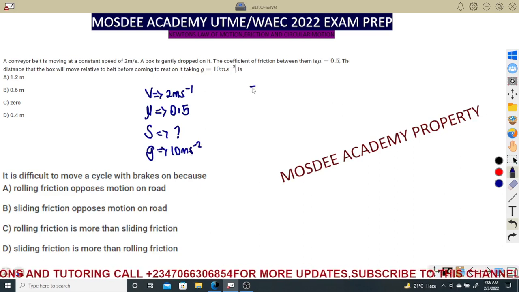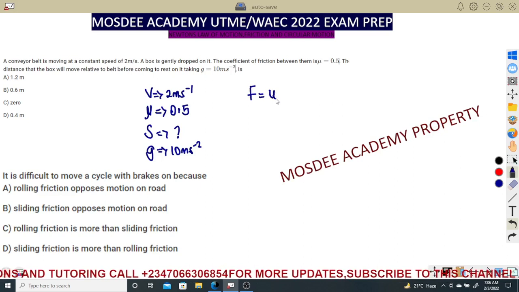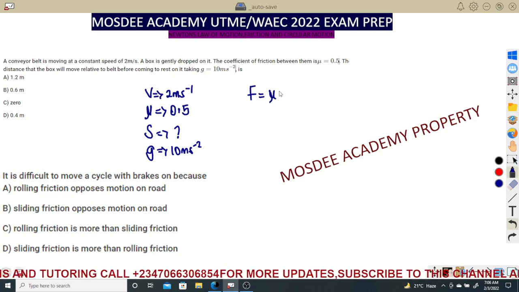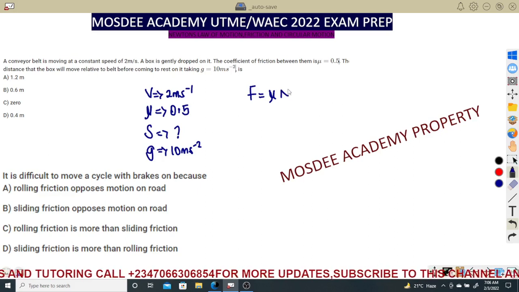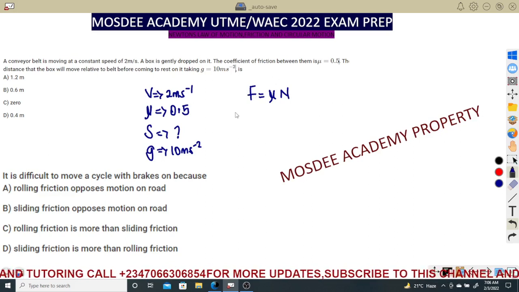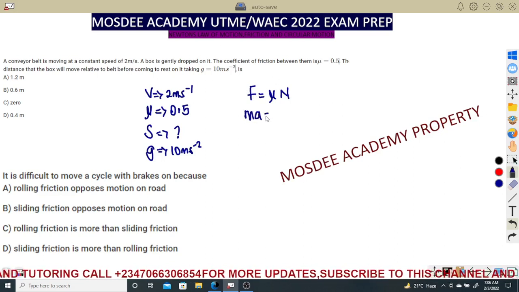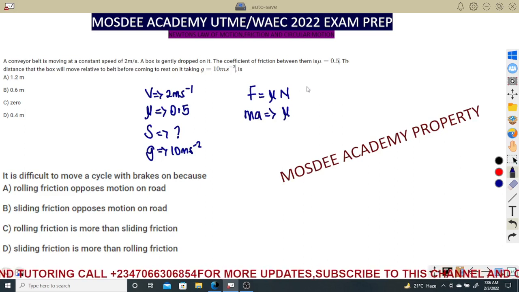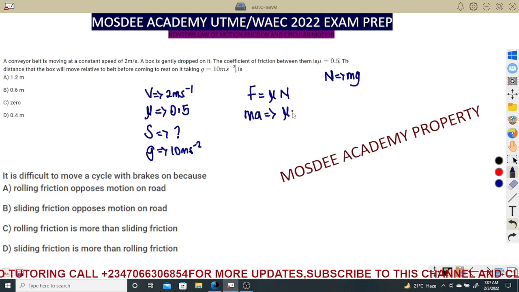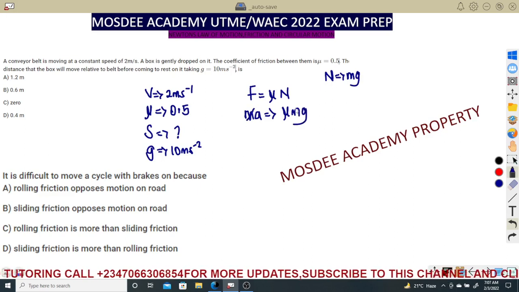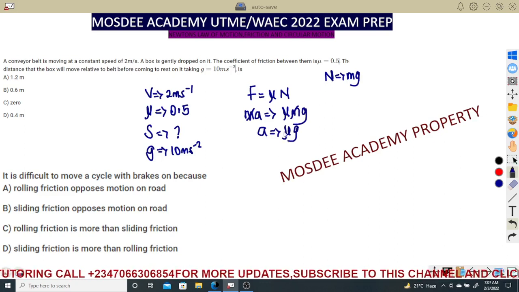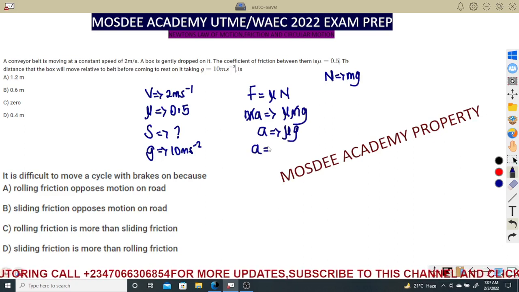If we go by the friction formula, F equals mu R, or if you say mu N, where N is always the normal reaction. That is my own way; you people call it R, but I love calling it N, which is the same thing. F equals ma equals mu times the normal reaction, which is mg. The m gets cancelled out. Some of you already know this formula: a equals mu g.